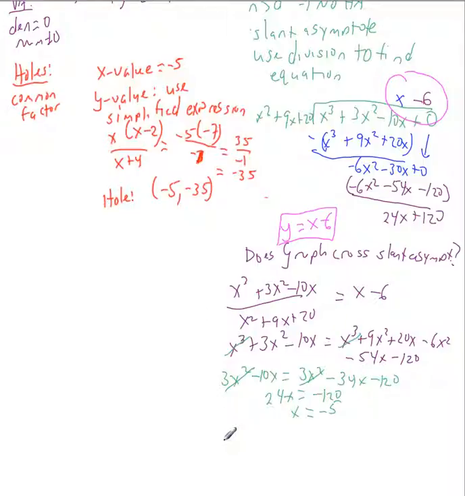But here, x equals negative 5 is not part of the domain. That's where we have the hole. So we conclude that the graph does not cross the slant asymptote.